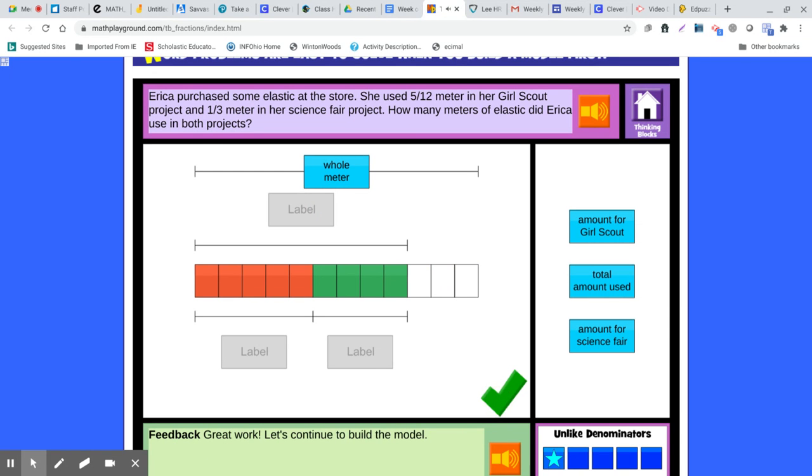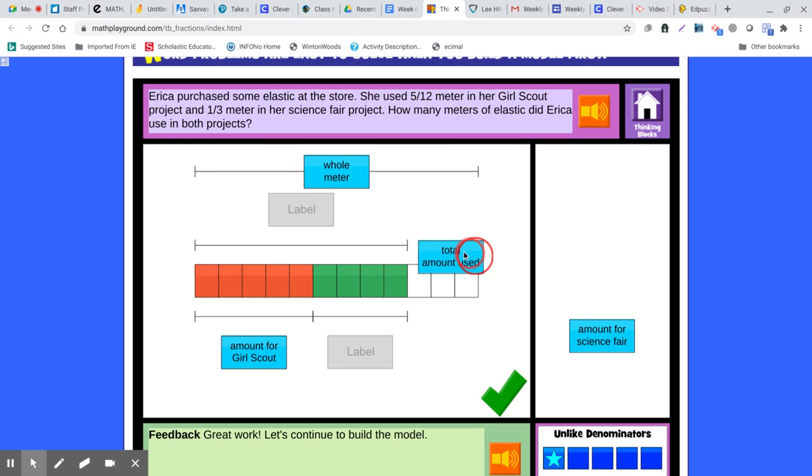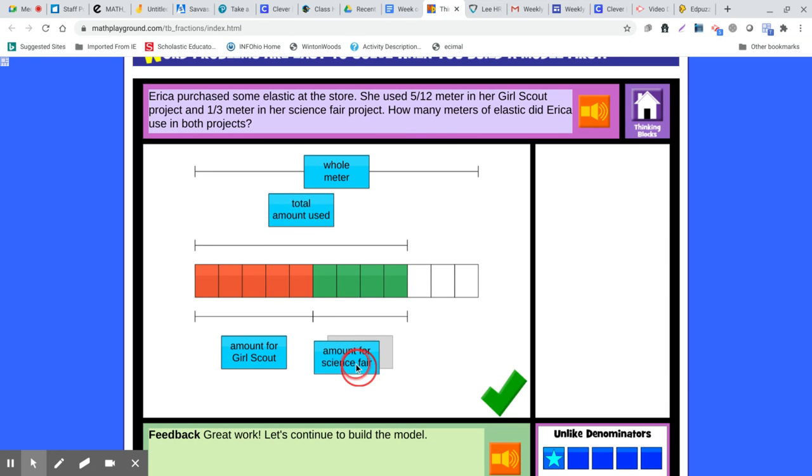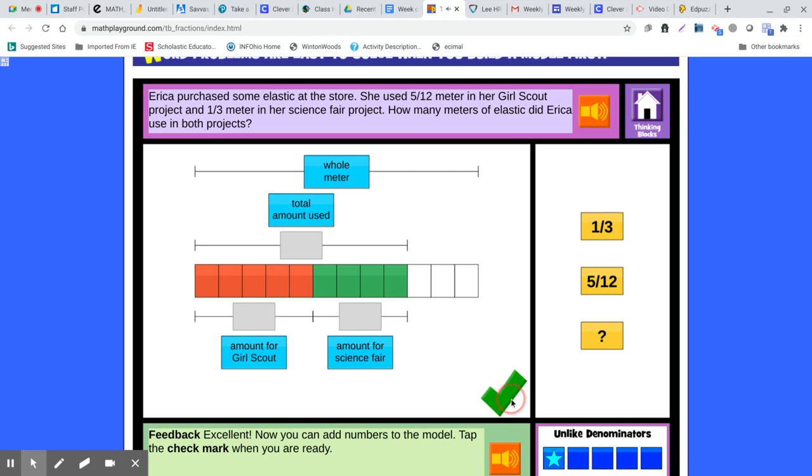Oh, some more labels. Here we go. Amount for Girl Scouts. All right, let me reread. She used 5/12 meters in the Girl Scout project. So where is 5/12? The orange, right? So put that over here. Total amount used would be this total amount right here. So let's put that over here. Amount for the science project was there. All right, now I have to figure out what these labels were. Girl Scout was 5 over 12. Science project was 1/3, and then we're trying to find out how much material she used altogether.